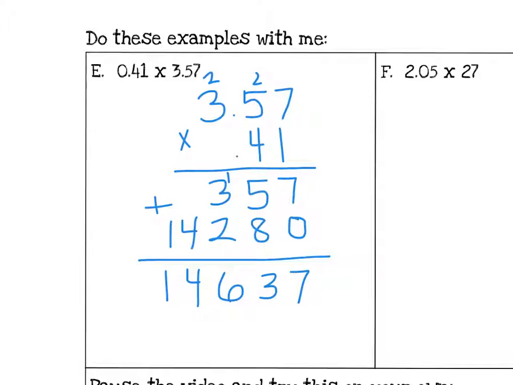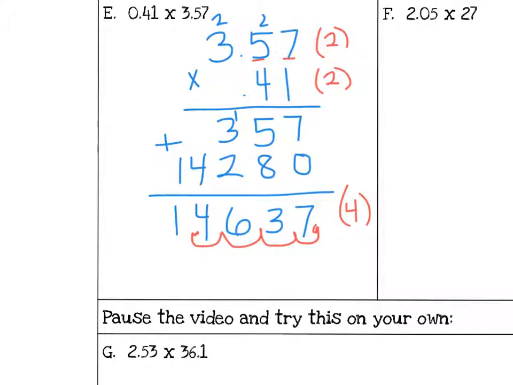Okay, now we're going to come back up here to the factors. There are 2 digits after the decimal point in our first factor, 2 digits after the decimal point in our second factor, so that means we need 4 total places after the decimal point in the product. So start at the end of the number, bounce it over 4 places, and our final product is going to be 1 and 4,637 ten-thousandths.